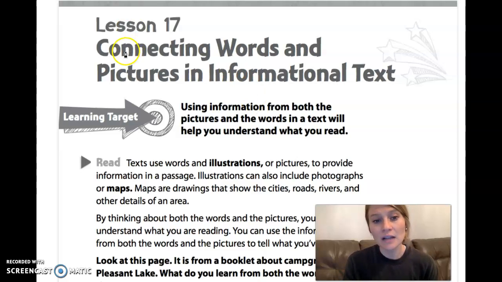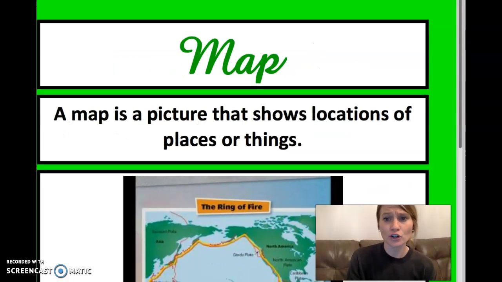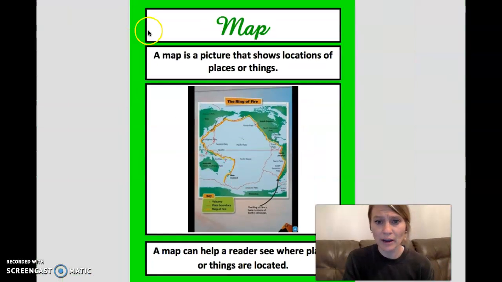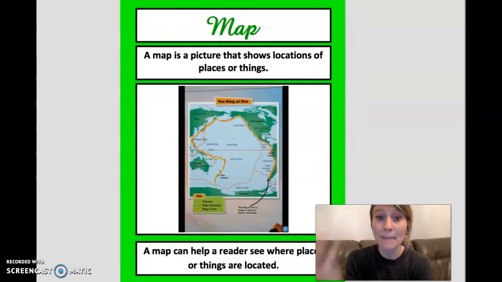So I love this title. It says connecting words and pictures. So connecting, there's our connection sign. We have to take those little words and the pictures to form, hey, what's this author teaching me about? So I actually have our little anchor chart poster today. I'm going to zoom out because we're going to really focus on maps.